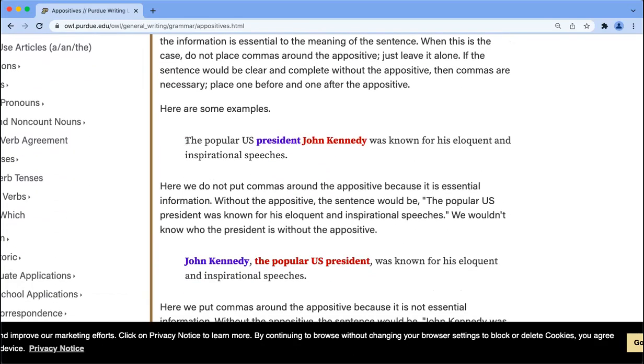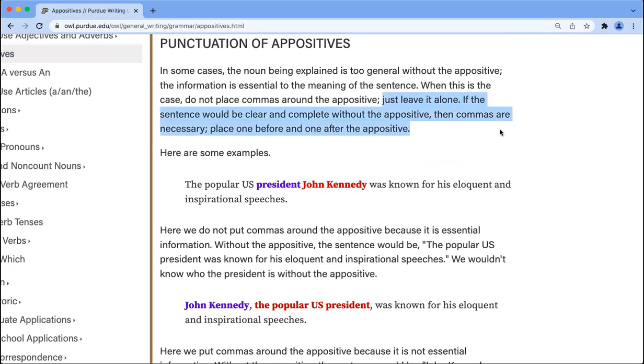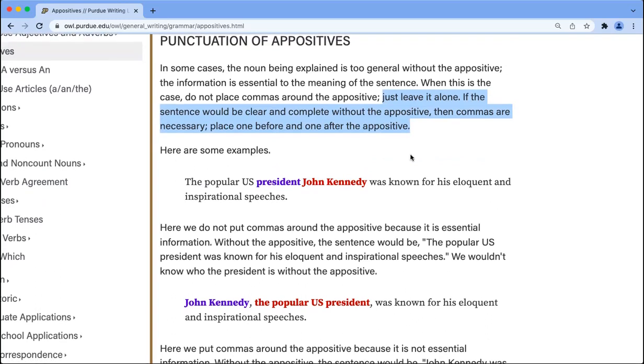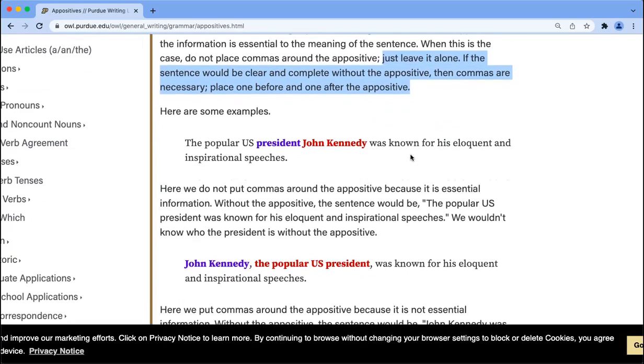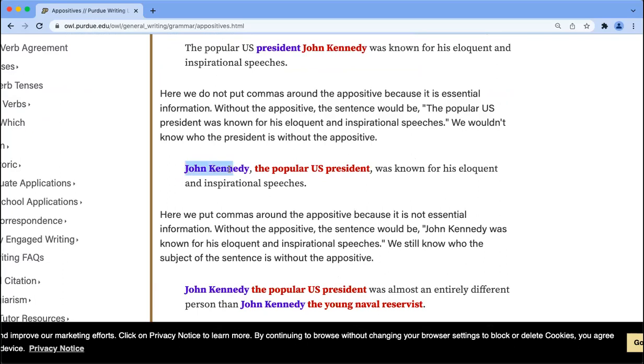In this case, if I say, for example, US President John Kennedy, we just leave it alone if the sentence is clear, because everybody knows the US President John F. Kennedy, who was known for the eloquent and inspirational speech. If the noun is clear, a comma might not be necessary. But if I say John Kennedy, and I want to make sure which John Kennedy I'm talking about, just to avoid confusion, I put a comma and then say John Kennedy, the popular US president. That is an appositive to clarify.